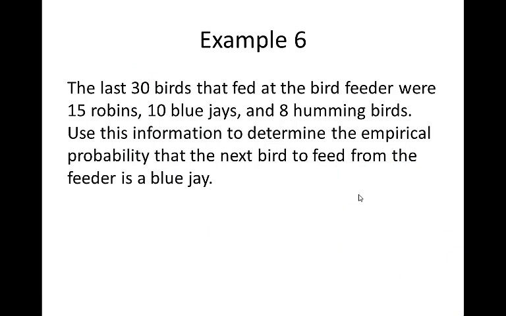Okay, the last 30 birds that fed at the bird feeder were 15 robins, 10 blue jays, 8 hummingbirds. That doesn't seem right. This doesn't add up to 30, does it? So let's just make this 5. Okay, so 15 robins, 10 blue jays, and 5 hummingbirds. Use this information to determine the empirical probability that the next bird to feed from the feeder is a blue jay. So, how many blue jays do we have? We had 10 divided by the total number of 30. So we get 1/3, which is about 0.33.